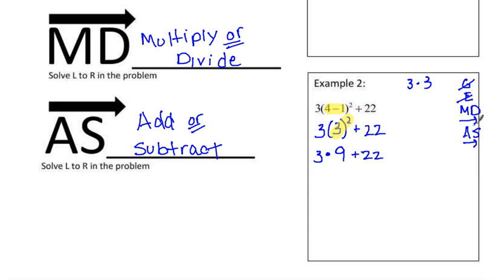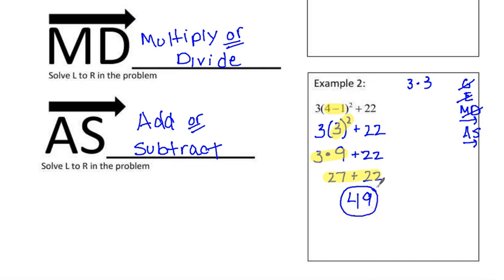Now I have to look, do I have any multiplication or division? I do. I do right here with this 3 times 9. 3 times 9 is going to be 27 plus 22. That's what I have left. I don't have any more multiply, divide. I do have adding, so that is going to be my last step. 27 plus 22, and 27 plus 22 is 49.